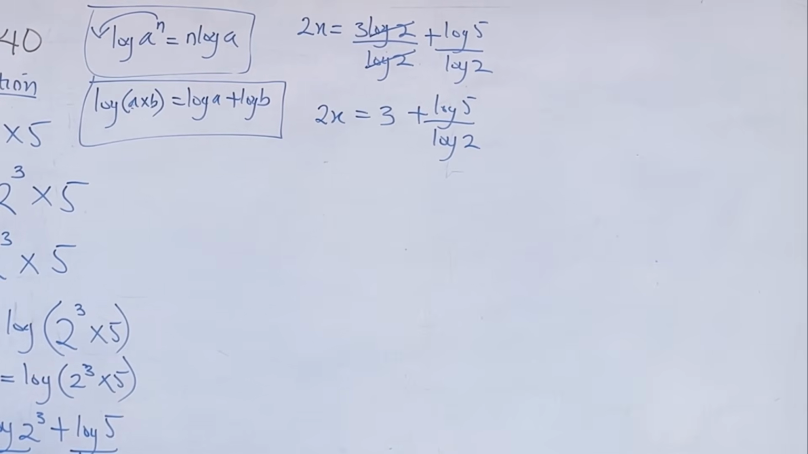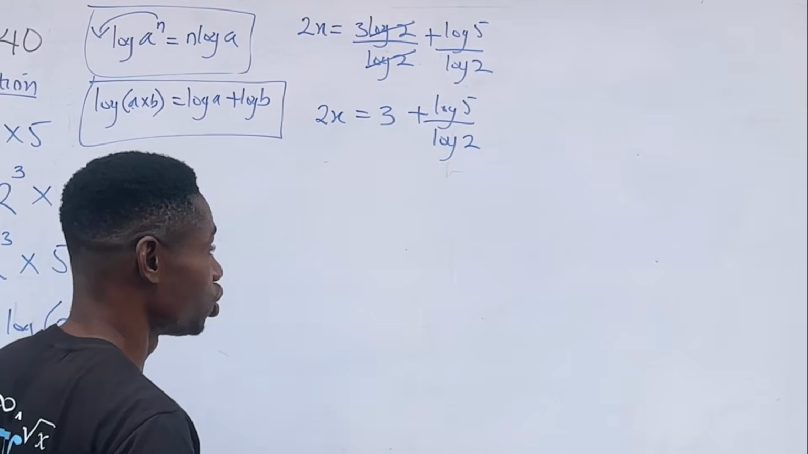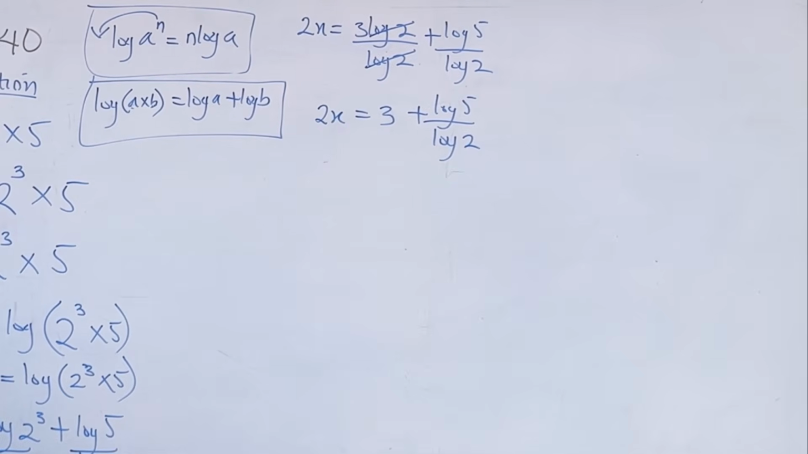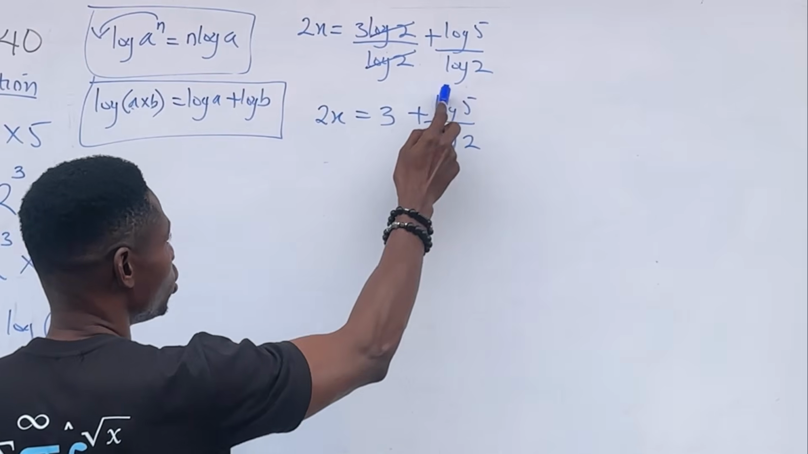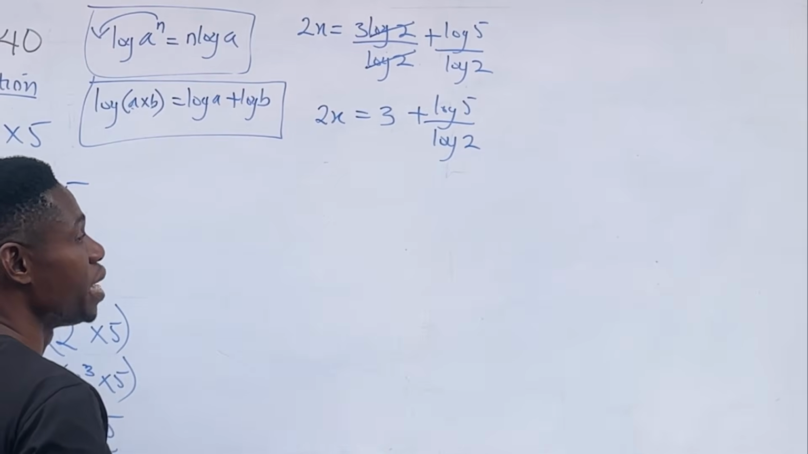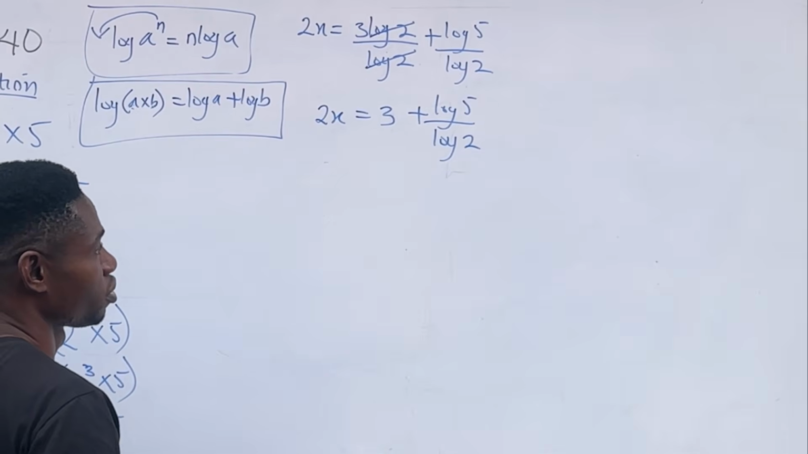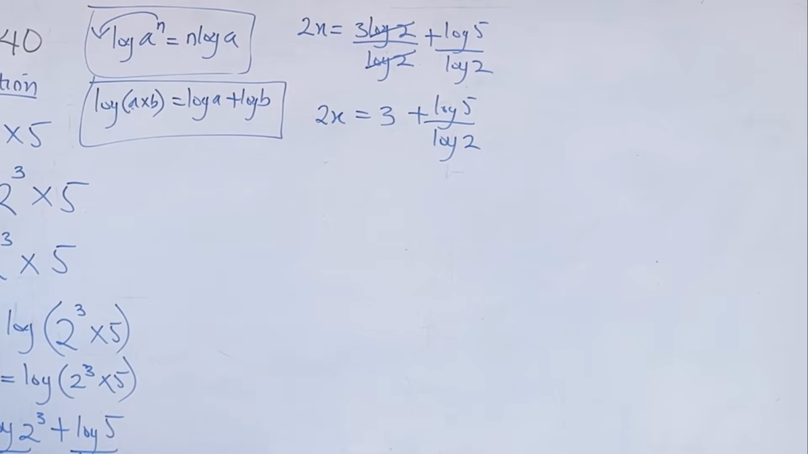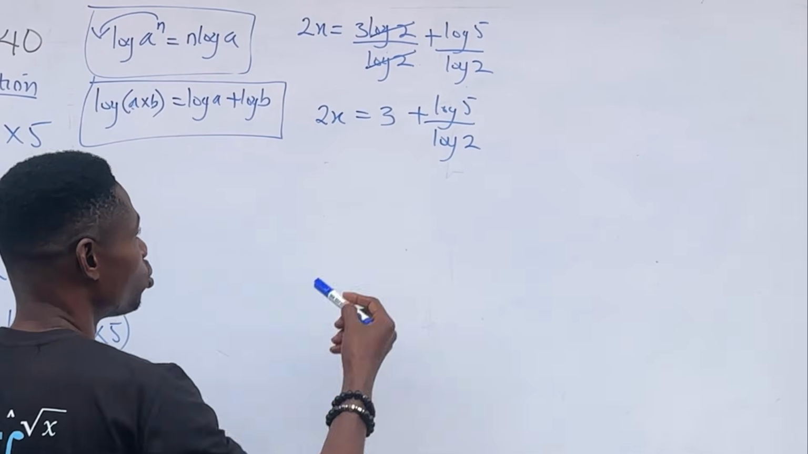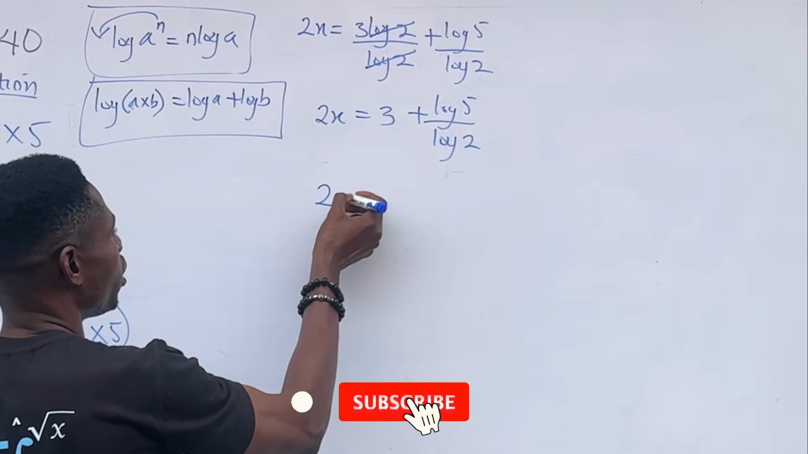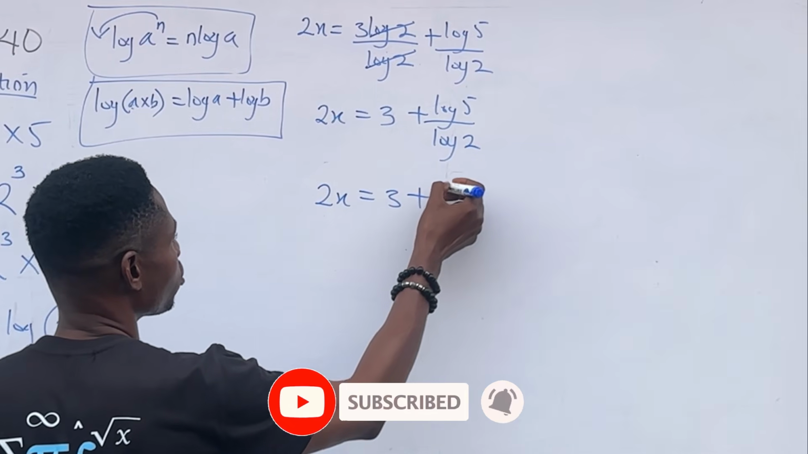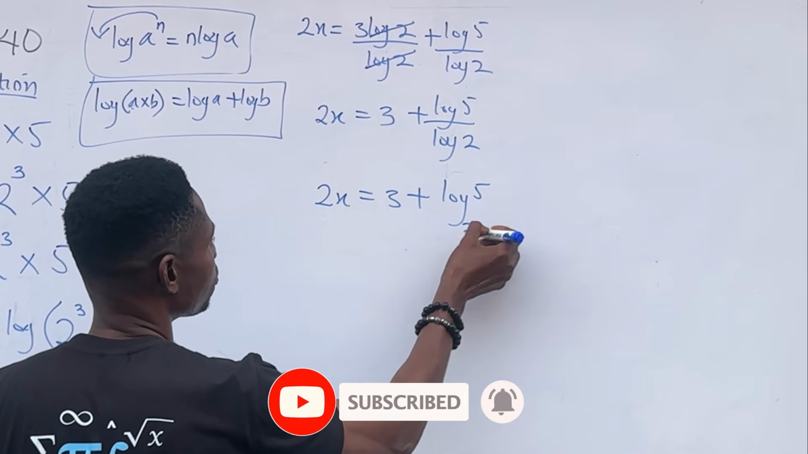Okay, and one thing that you need to know again is change of base in logarithms. If we are to make the base of these two logarithms base 2, this will give us 2x equals 3 plus log 5 base 2.